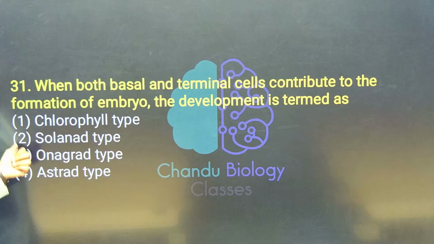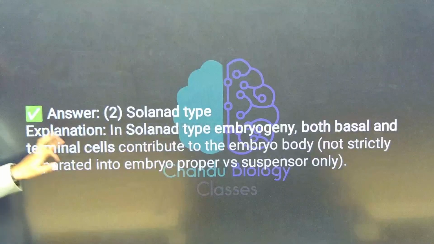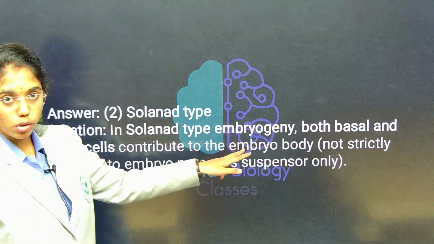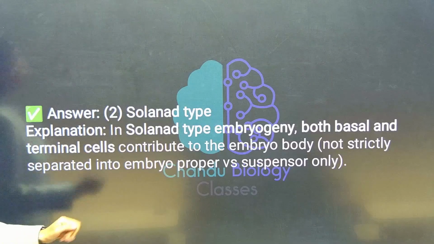It is option 2, which is solanad type of embryo development, wherein in solanad type of embryogeny, both basal and terminal cells will contribute to the embryo body.